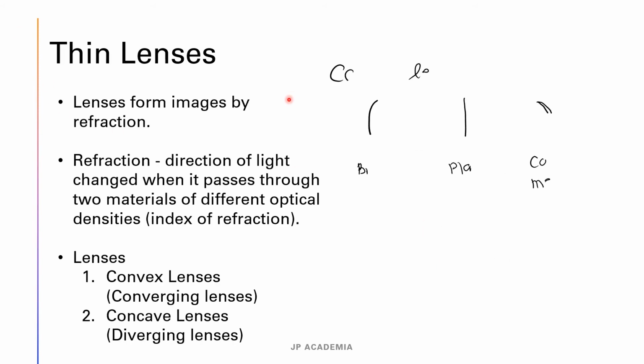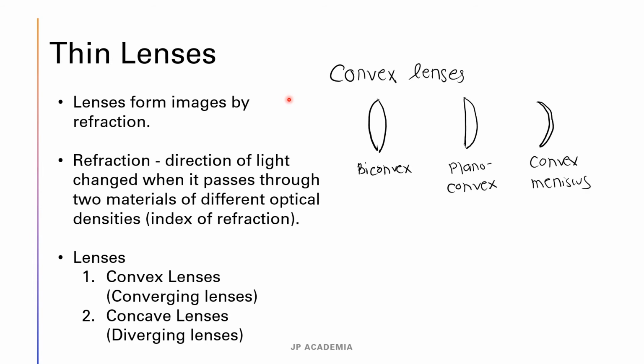Next, we will discuss lenses. Lenses form images by refraction, where incoming light is bent. When we say refraction, it means the direction of light changes when it passes through two materials of different optical density. So it means that they have different indices of refraction. And this is caused by the change in the speed of light as it passes through two materials with different indices of refraction.